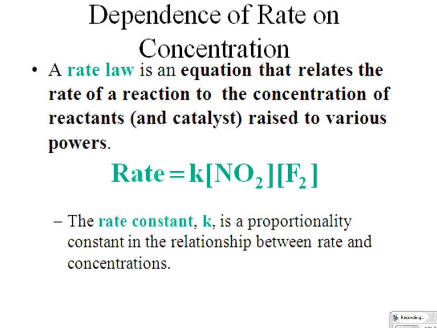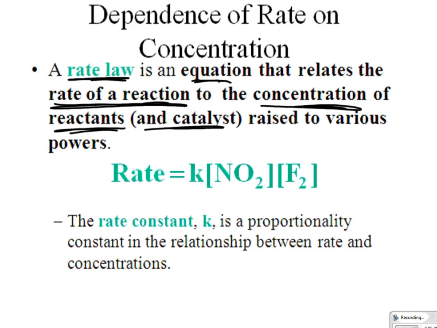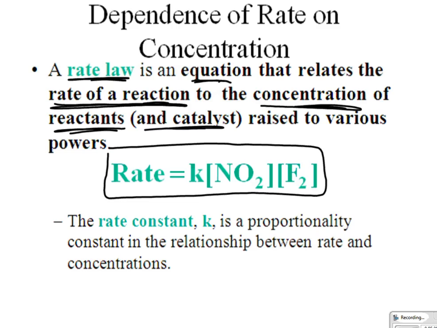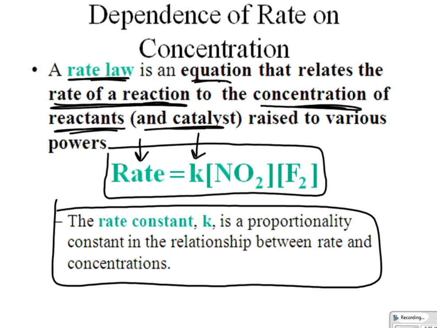Rate law. Rate law, key thing, comes up a lot, is an equation that forms a relationship between the rate of a reaction and the concentration of reactants, and you can use catalysts. So this is the form of the differential rate law. Rate is listed on the left-hand side. K is a proportionality constant, depending on the type of reaction you're talking about. And then you either have reactants here, or you have a catalyst. And the exponents are what we call the order.